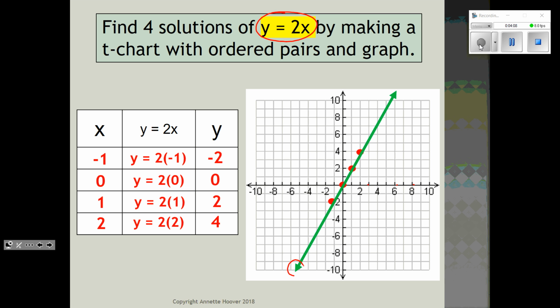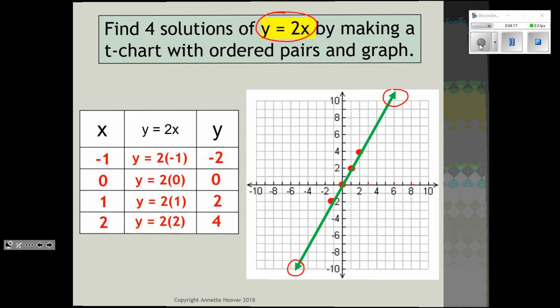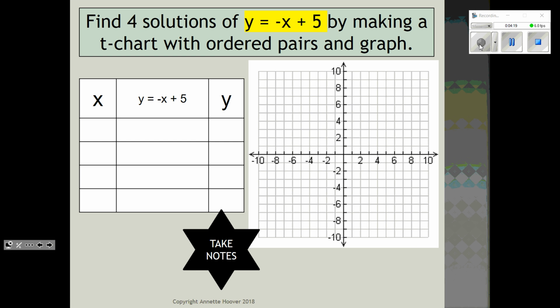I usually do it all the way to the edge of the graph and put arrows because this function is going to continue in both directions indefinitely. Okay, here's our next example. Y equals -x plus 5.